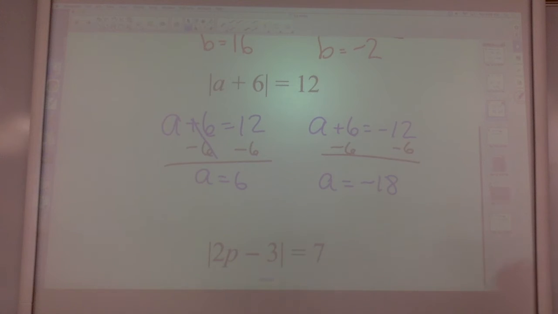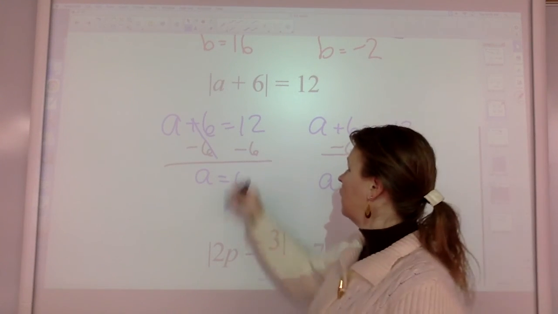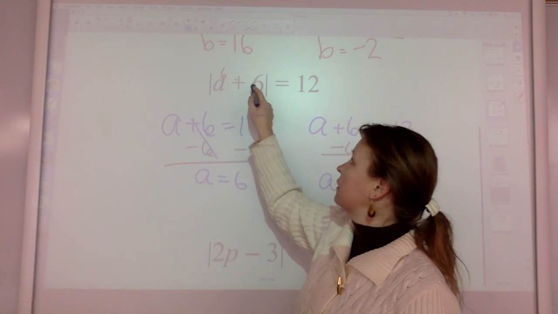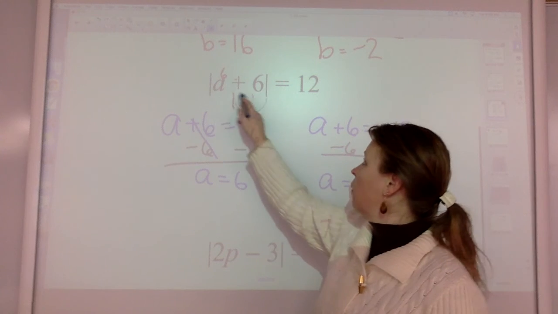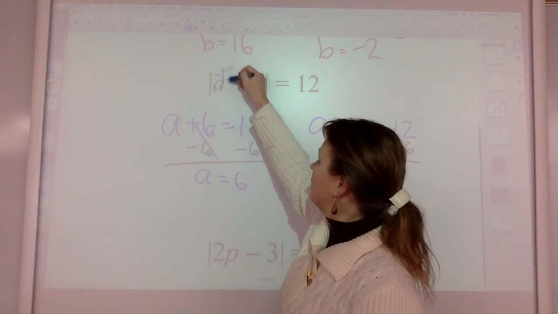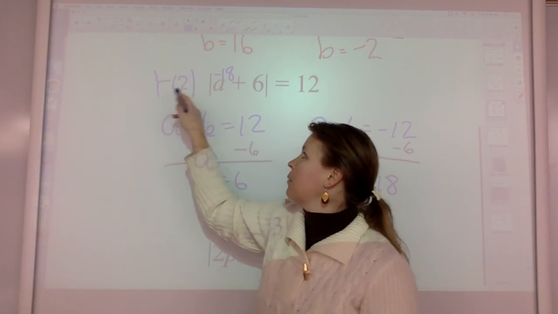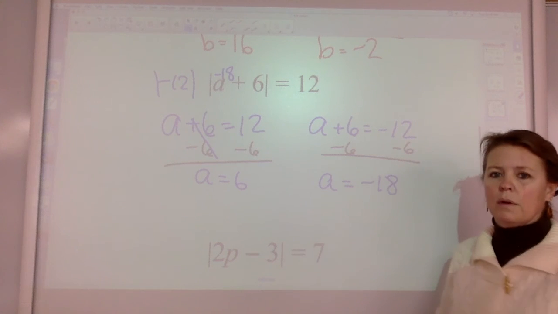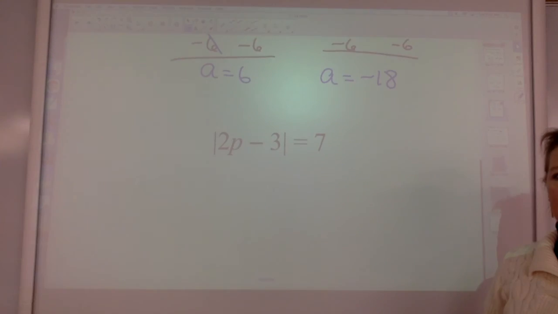Okay, you're back. Check it. Make sure you got A is 6 and A is -18. And know that you can take these numbers and plug them back in and check your answer. What is 6 plus 6? 12. The absolute value of 12 is 12. What is -18 plus 6? -18 plus 6 is -12. But when you take the absolute value of -12, you get +12. So you can check your answers just like you can on any equations. Get perfect scores and all.